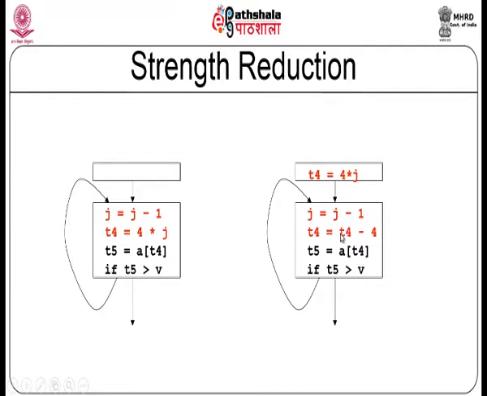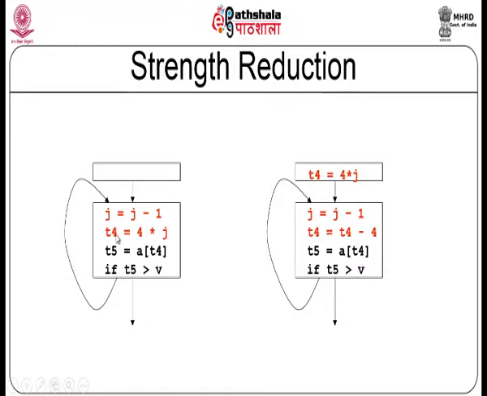Now, in the process what happens? j becomes a dead code here. So I am just pointing out the parallel transformation which you already know. So j is equal to j minus 1 here becomes a redundant code. Therefore, T4 is equal to T4 minus 4.